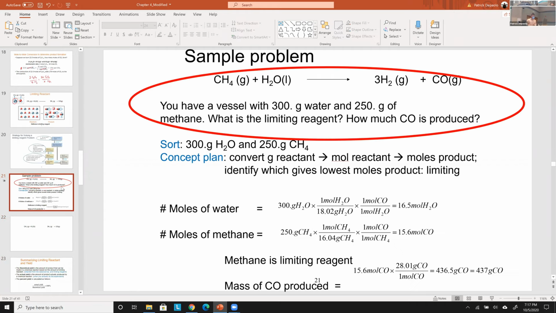Okay, a follow-up question could be, how much H2 is produced? For that one, we're not going to do the math on the screen, but we can just look at the ratio. We can see that methane and water both have a 1-to-3 ratio with H2. If that's the case, then since methane is the limiting reactant, it will make 3 times the amount of H2.